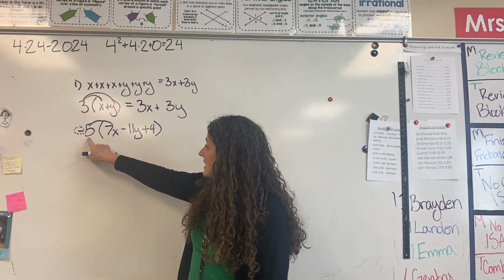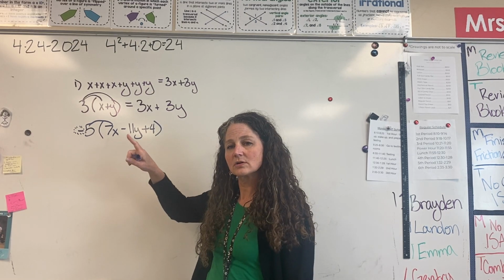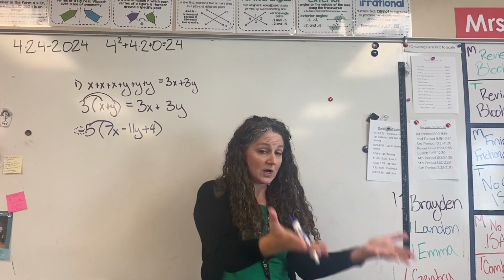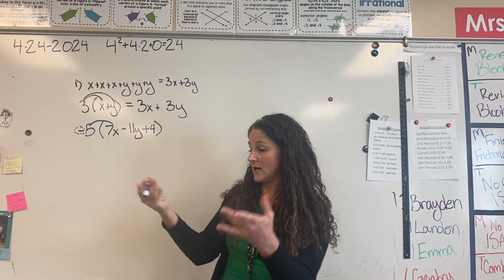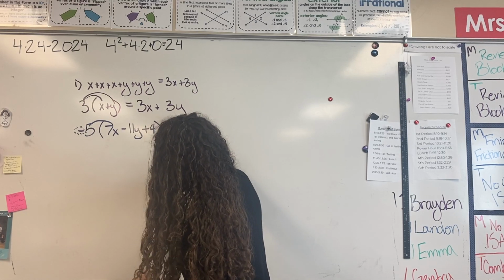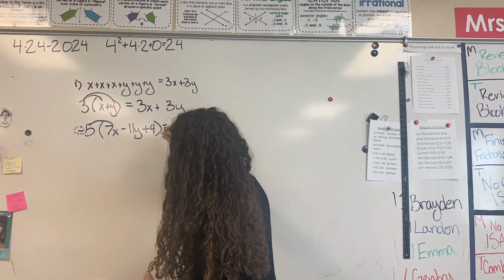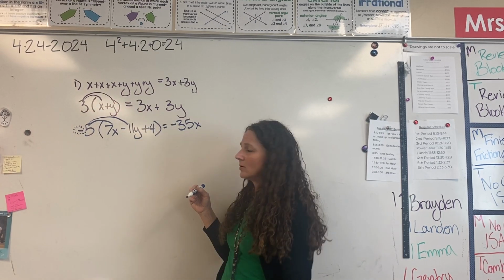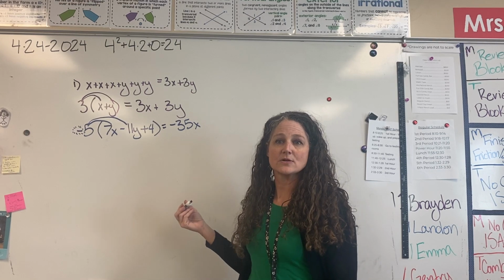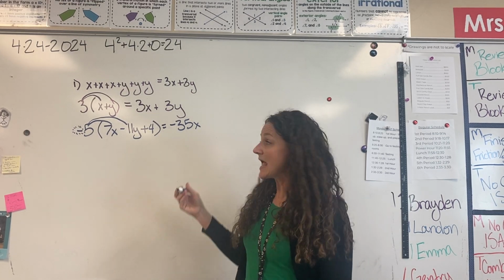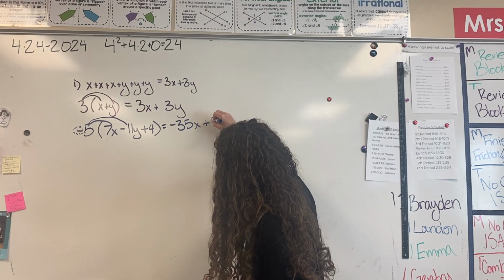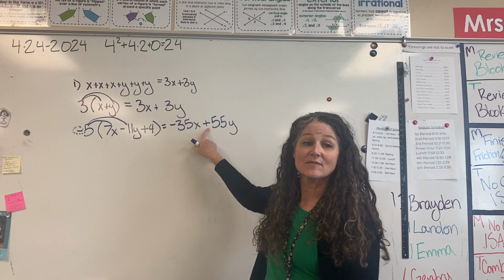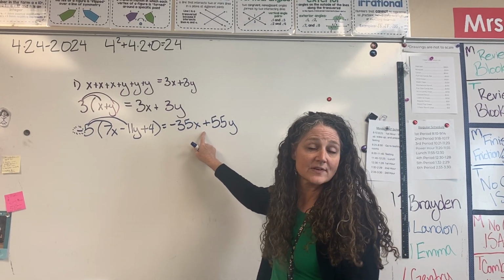What is negative 5 times 7x? Negative 35x. We have one negative, one positive. We're multiplying them, so it's going to be negative. So that's negative 35x. We have negative 5 times negative 11y. Positive 55. Do I need to write the positive sign? Yes, because it's in the middle of a string here. The positive becomes a plus sign. If it was a negative, it'd be a subtraction sign. But we're adding 55 y's.